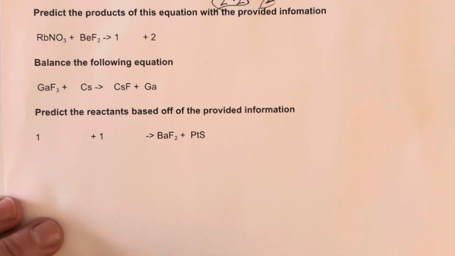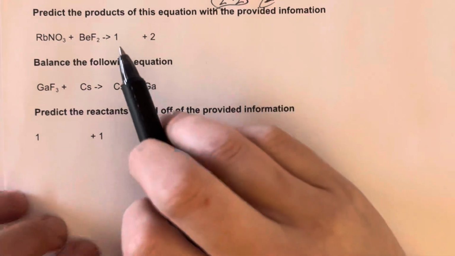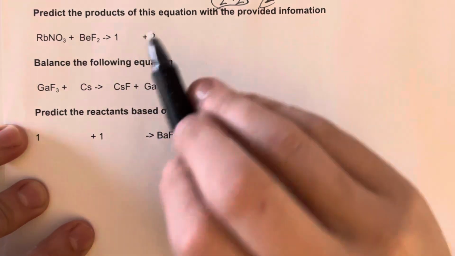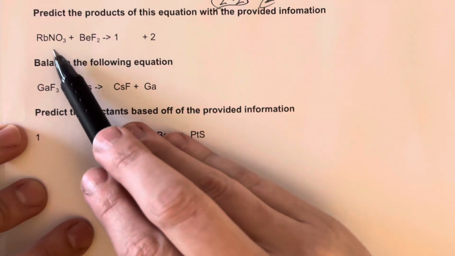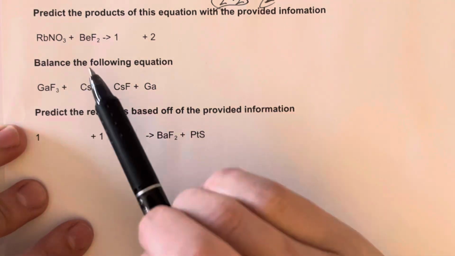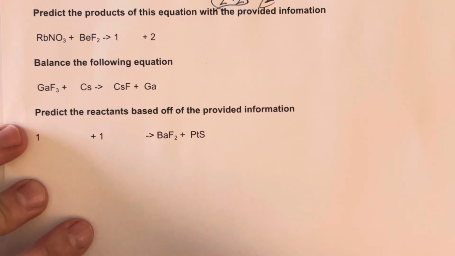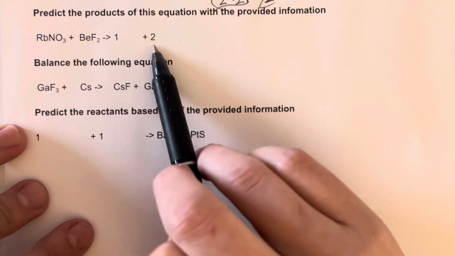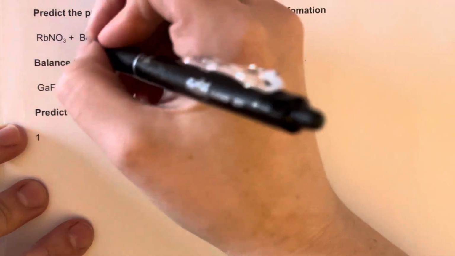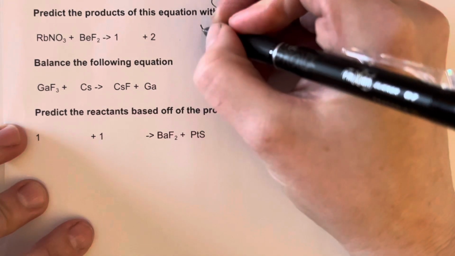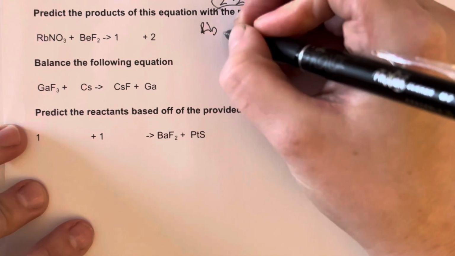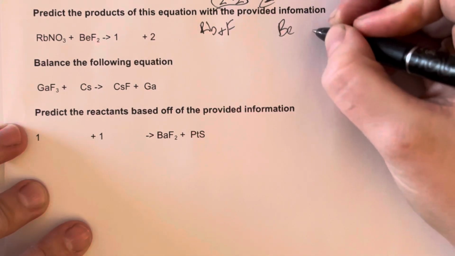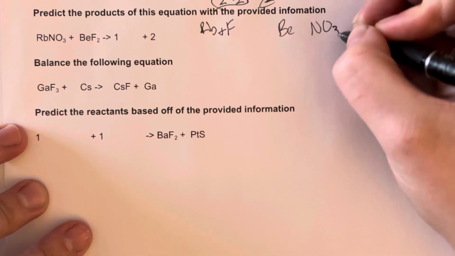Predict the products of this equation with the provided information. So I have rubidium nitrate and beryllium fluoride, and I am producing 2 things. So I'm going to be able to say that this is going to be a double replacement reaction. I know that it's a double replacement reaction because I have a compound plus a compound going to a compound plus a compound. So that means that I need to switch partners. So rubidium is going to have to now be bonded with fluorine, and beryllium is going to have to be bonded with nitrate.